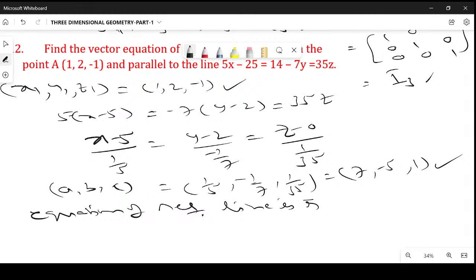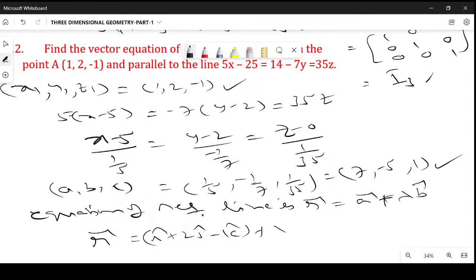Generally you write r bar equal to a bar plus lambda b bar, where lambda is a scalar, because this is the vector equation. So I can write r bar equal to a bar, which is the given vector, i cap plus 2j cap minus k cap, because they are asking for the vector equation, plus lambda into b bar, which I can write as 7i cap minus 5j cap plus k cap.